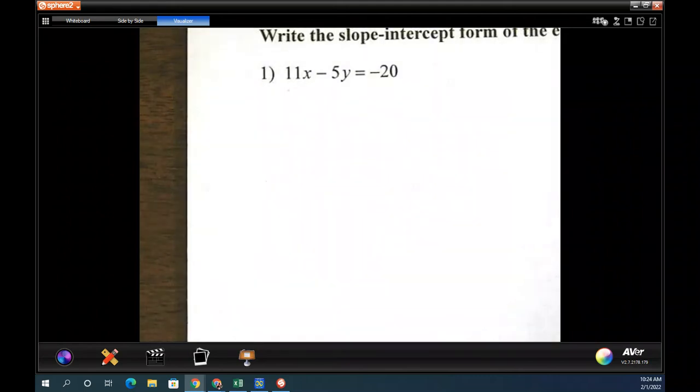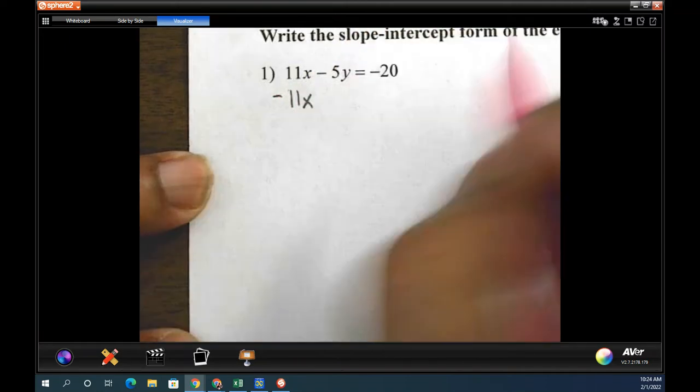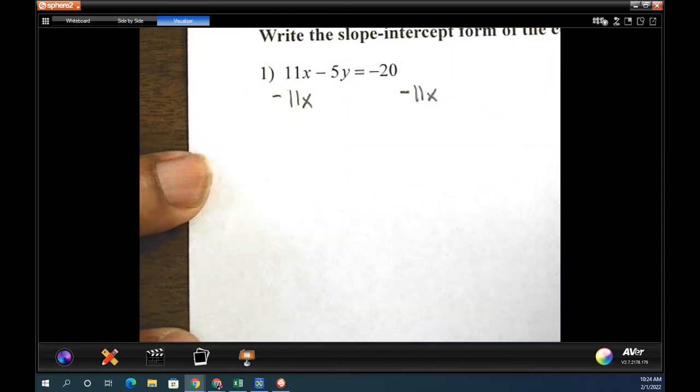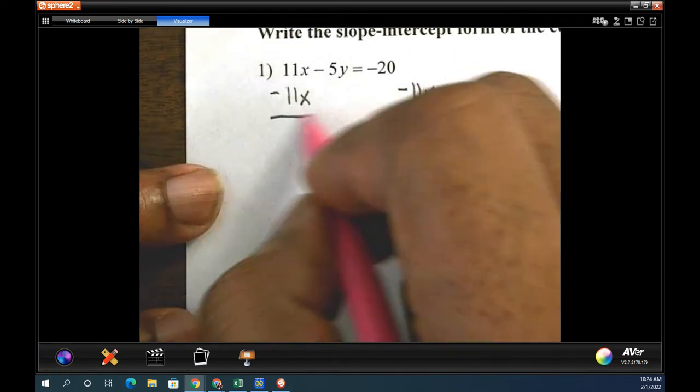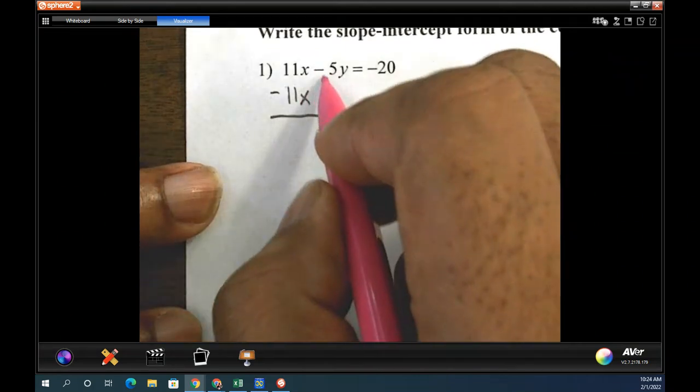Okay, standard form to slope-intercept form. Just like we said, y equals mx plus b. Remember this. 2 steps. Move x. So we're going to subtract 11x from both sides. Right there. Now, be careful of your sign.